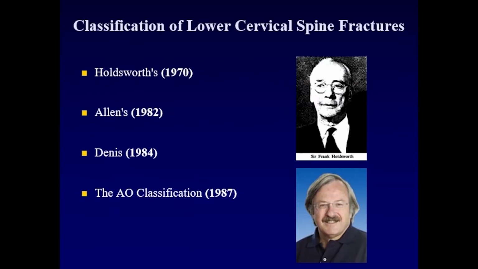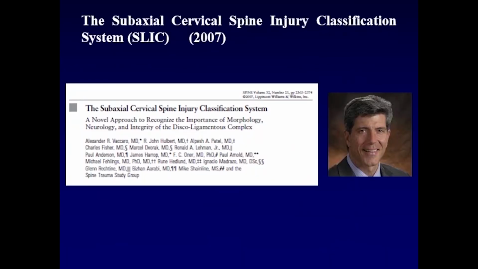Lower cervical spine fractures were first classified by Holdsworth in 1970, and there were several classifications along the years, including Allen's in 1982, Dennis in 1984. Magerl had the AO classification in 1987, but finally Alexander Vaccaro and his study group published in 2007 the Subaxial Cervical Spine Injury Classification System, otherwise called SLIC.